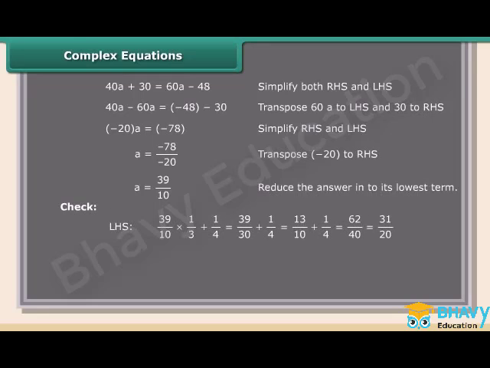Check. LHS = 39/10 into (1/3 + 1/4) = 39/30 + 1/4 = 13/10 + 1/4 = 62/40 = 31/20. RHS = 39/10 into (1/2 - 2/5) = 39/20 - 2/5 = 39/20 - 8/20 = 31/20, which shows RHS is equal to LHS.